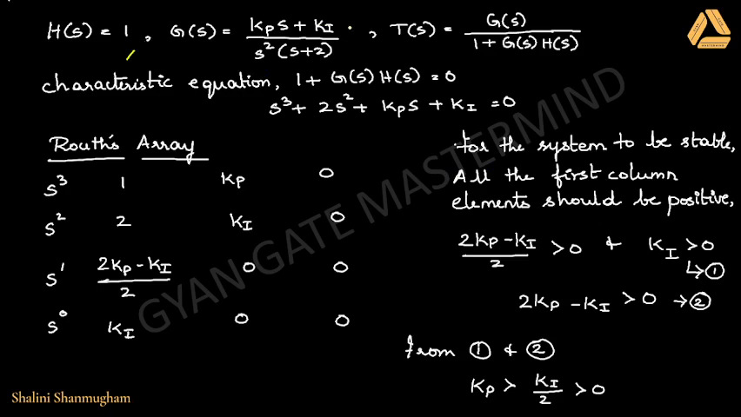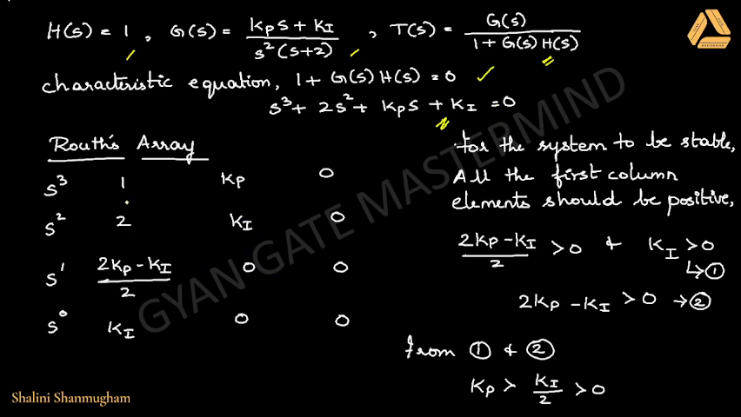G(s) is given as (Kp s + Ki) / (s squared (s + 2)), and we know that the closed loop transfer function is G(s) / (1 + G(s)H(s)). Just substitute G(s) and H(s), which is unity, and find the characteristic equation, which is given by 1 + G(s)H(s) = 0. So you will get this equation, and then apply your Routh's array.